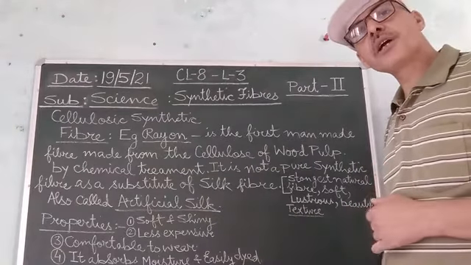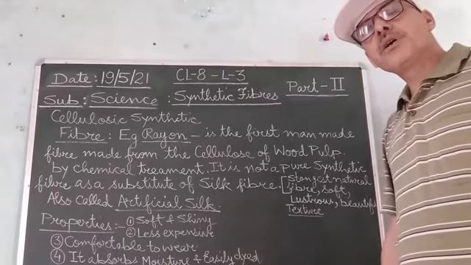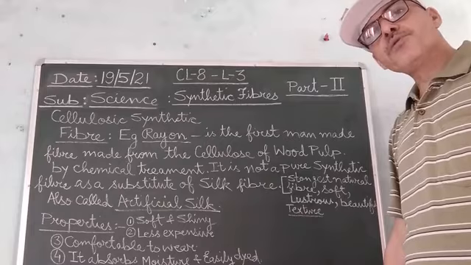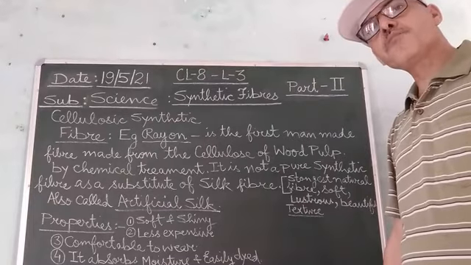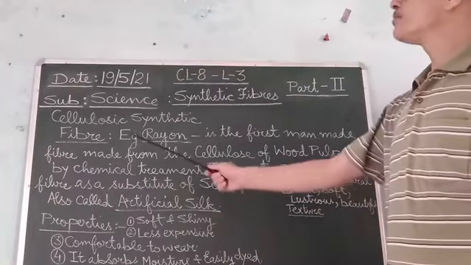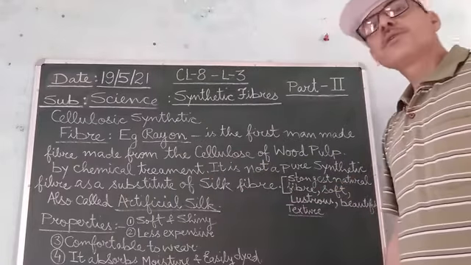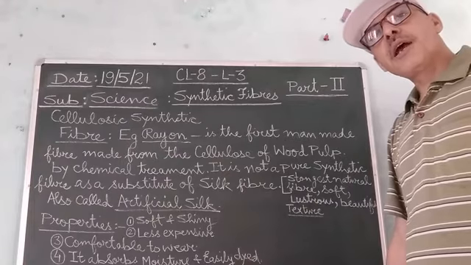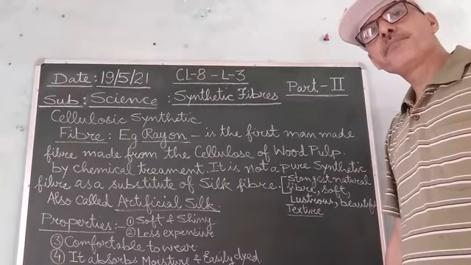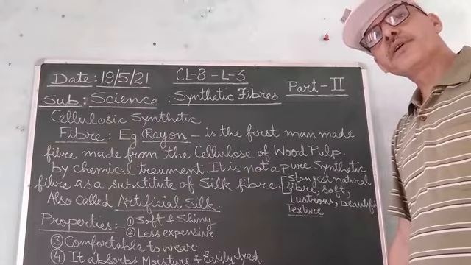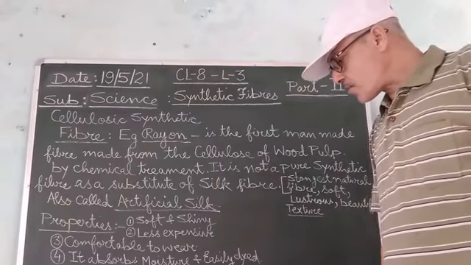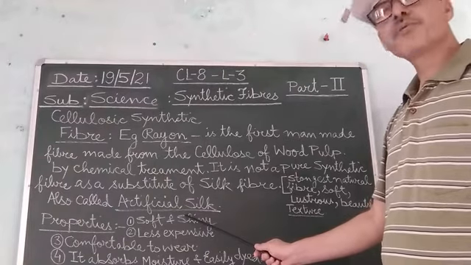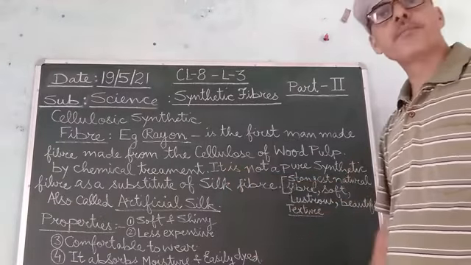The second important thing is that clothes made up of rayon type of fiber are very comfortable to wear. The third important property of the rayon fiber is that they absorb moisture, as well as they can be dyed into different colors. So these are some of the properties of the rayon type of cellulosic synthetic fiber.